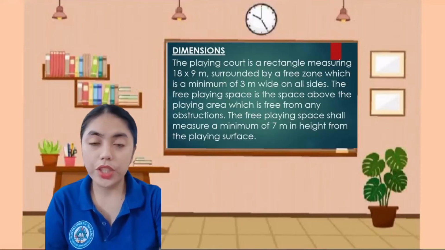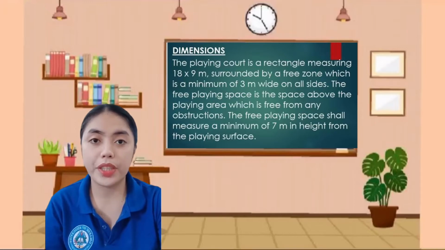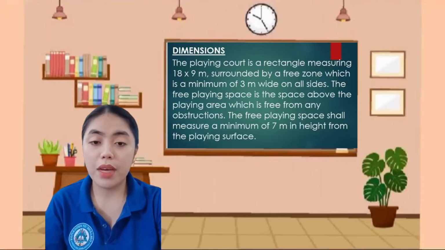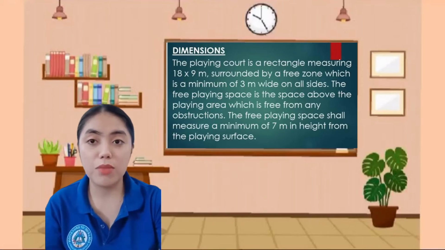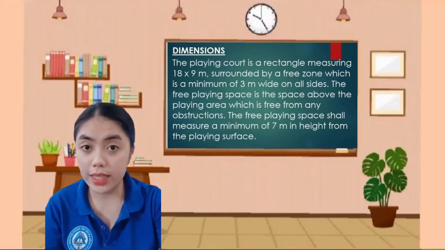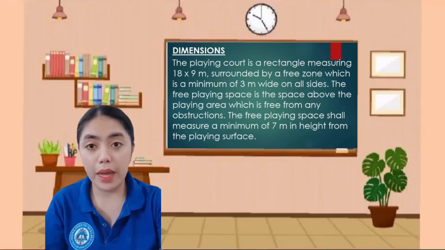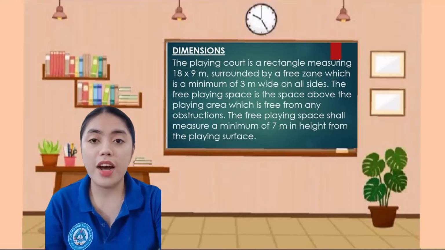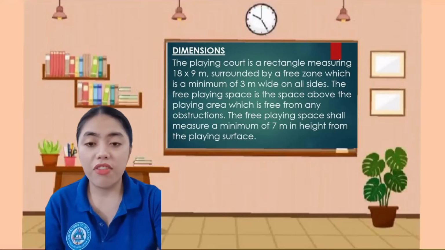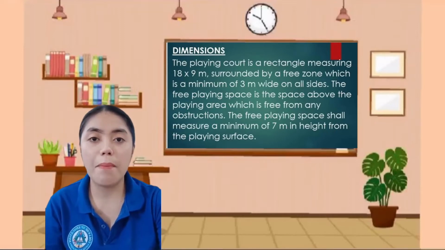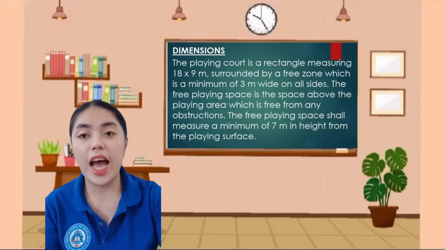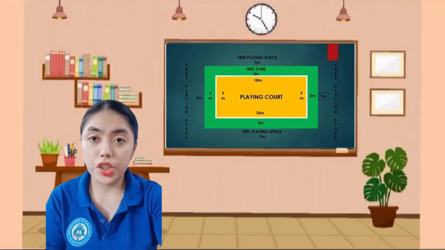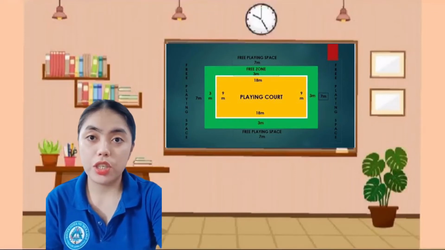Now let's proceed to dimensions. The playing court is a rectangle measuring 18 by 9 meters, surrounded by a free zone which is a minimum of 3 meters wide on all sides. The free playing space is the space above the playing area which is free from any obstructions. The free playing space shall measure a minimum of 7 meters in height from the playing surface. Take a look at the picture and you can take a picture if you want.